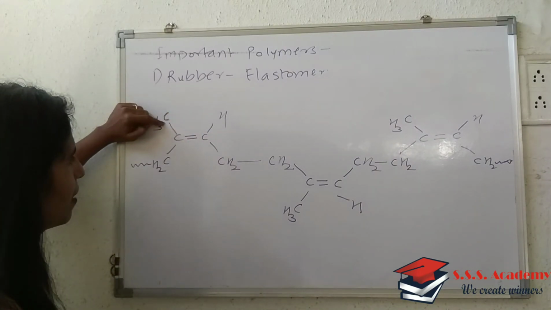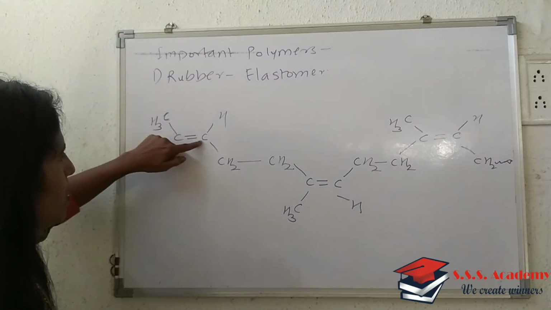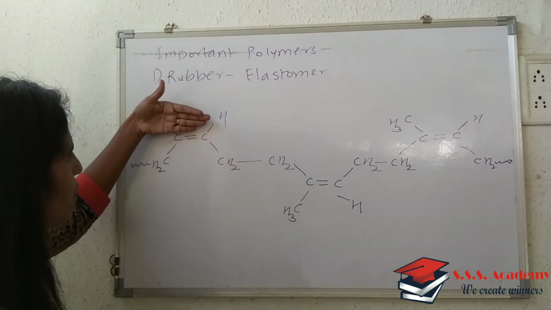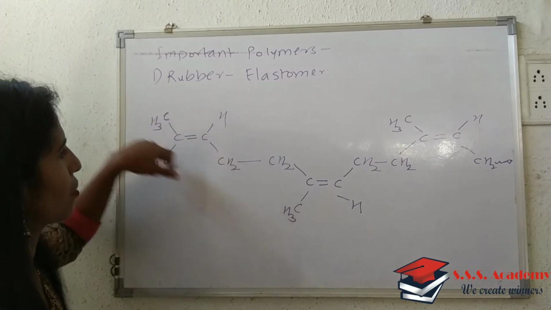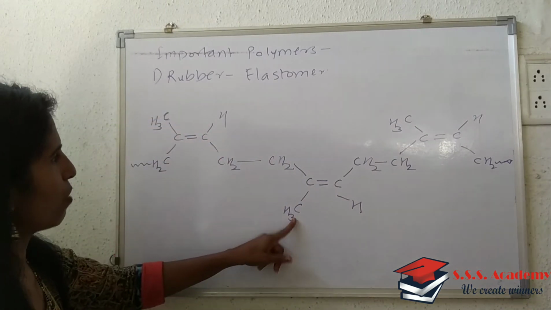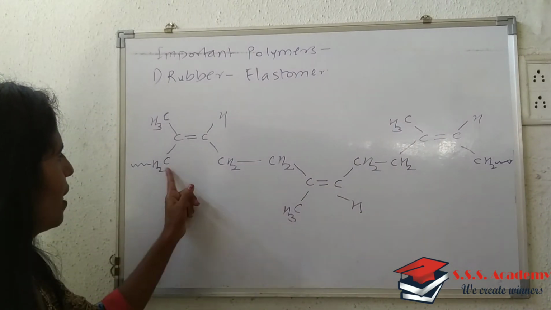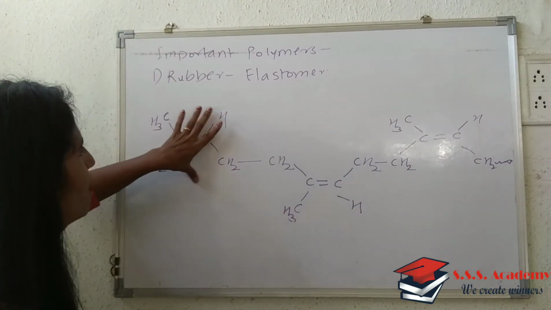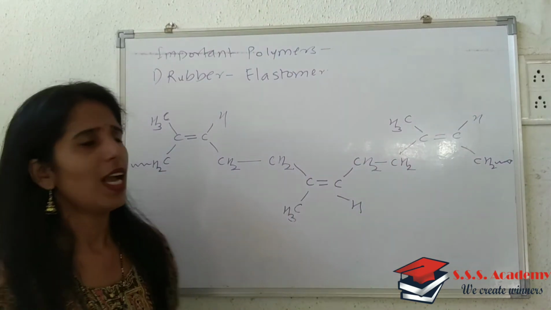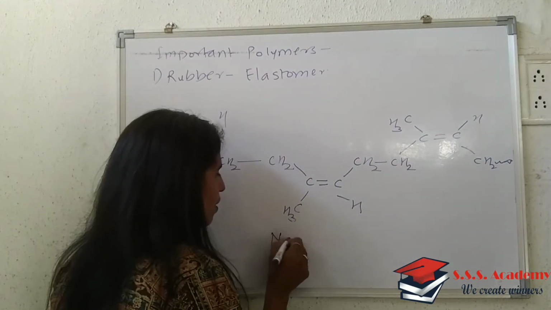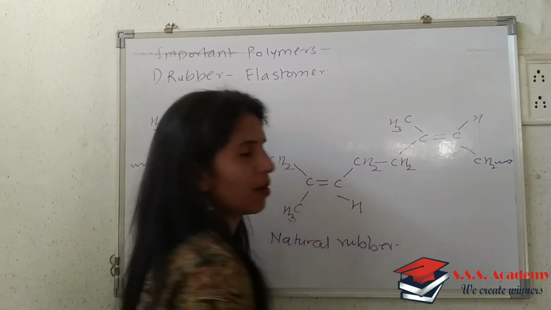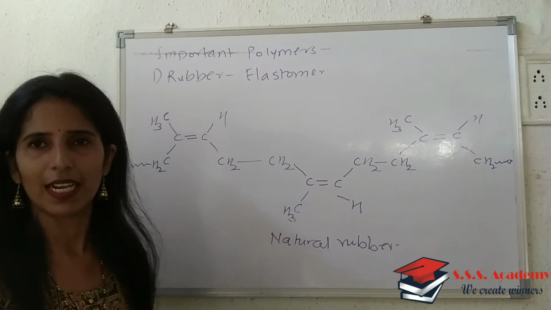See, this is CH3, CH2, CH, CH2. The same unit I have written, but what I have done is just flipped that structure. So it's CH2, this CH2. Then this CH3 will go downside, that hydrogen will come downside, that CH2 as it is. Again I have written the same monomer unit over here. Okay, and the chain continues, and this resulting structure is called natural rubber.